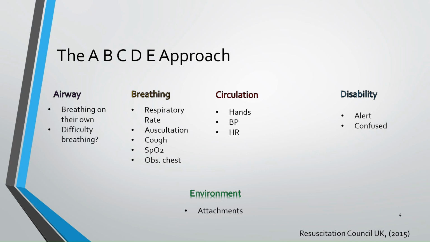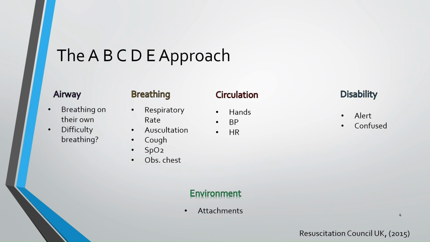C is for circulation. You want to check the patient's hands. Do they look how they normally would? Or is there any cyanosis of the hands, which means that the circulation is being affected and it's not circulating appropriately? Blood pressure, you want to check, is it high, is it low, or is it within the normal parameters of blood pressure? And then you want to look at heart rate. Are they tachycardic, are they bradycardic, or do they fall within the 60 to 100 beats per minute?